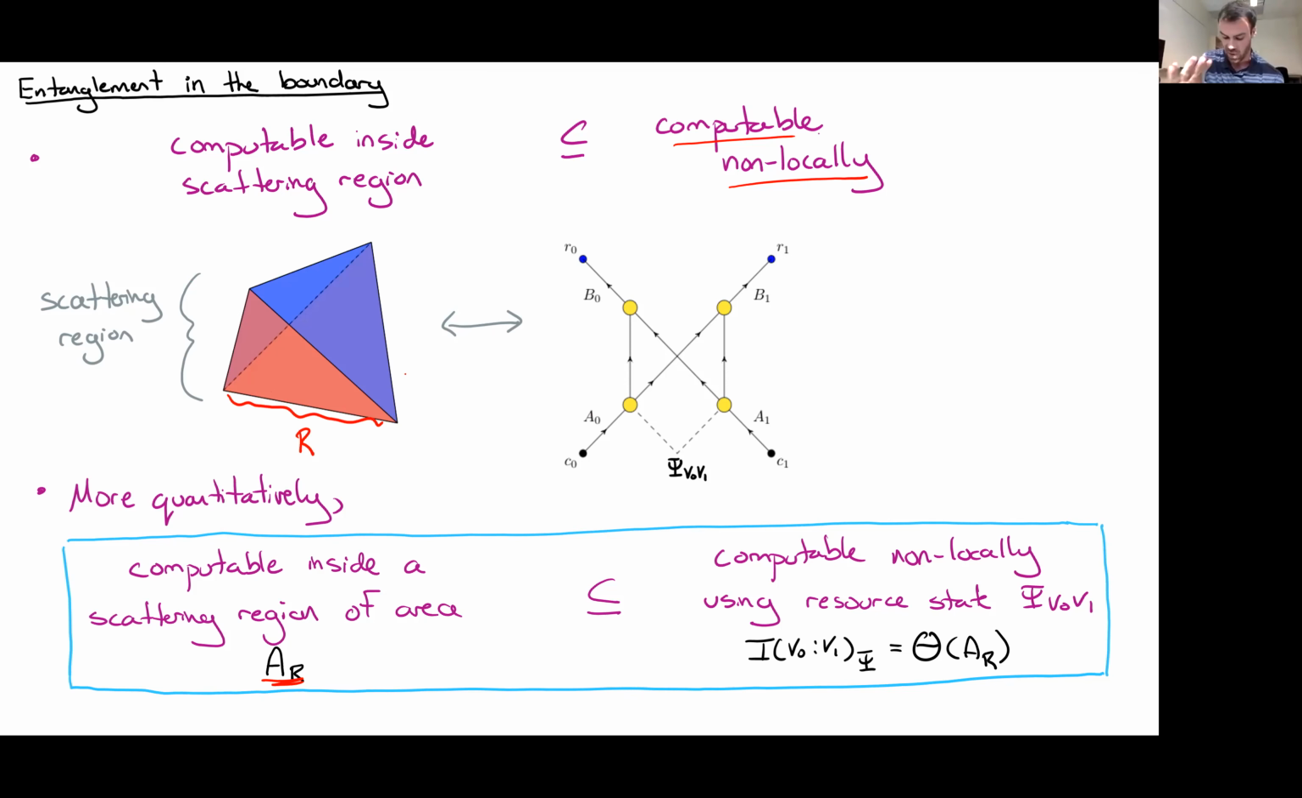Good, so that's the bulk quantity. In the boundary, the quantity I want to keep track of is the correlation in this shared state between the left and the right. And in particular, I'm going to think about the mutual information of that state.